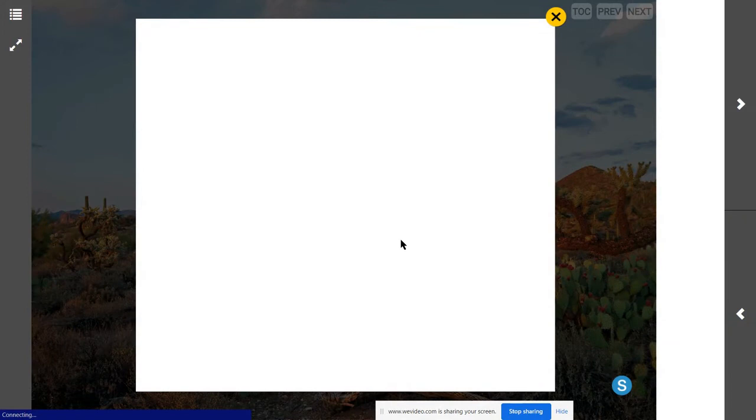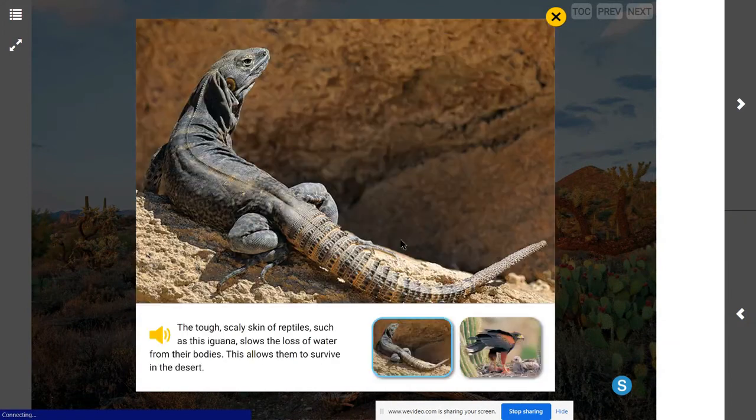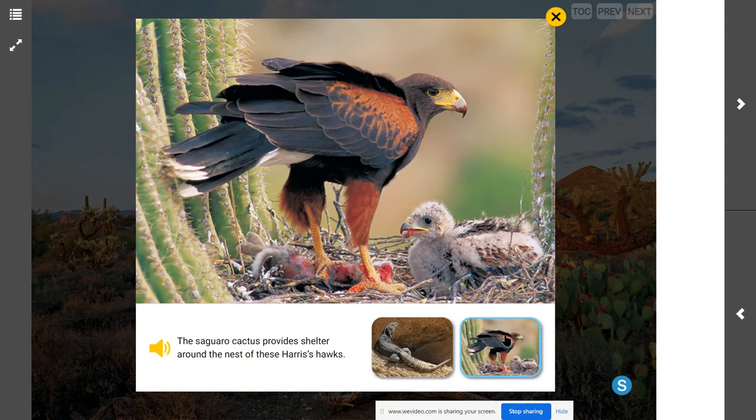Well, we can see that we're going to have a lot of different animal species that are surviving. So the tough, scaly skin of reptiles, such as this iguana, slows the loss of water from their bodies. This allows them to survive in the desert. So because of their skin and they're able to slow the loss of water, they have a much more successful way to live in this dry, arid desert.